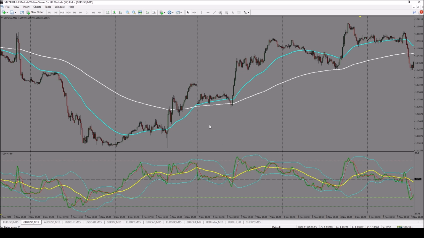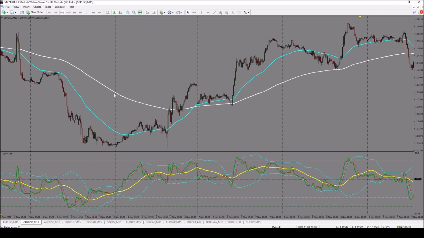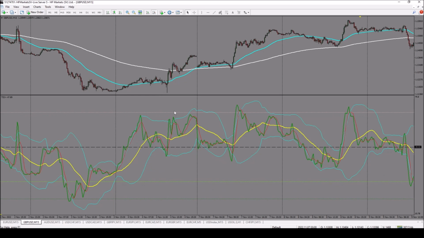In this case, our first criteria is defined from the slides. We've said we need to see the 50 crossing the 200 EMA when we are looking for buys. So in my case, I have my 200 in white and my 50 in blue, and I have the TDI on this bottom part.